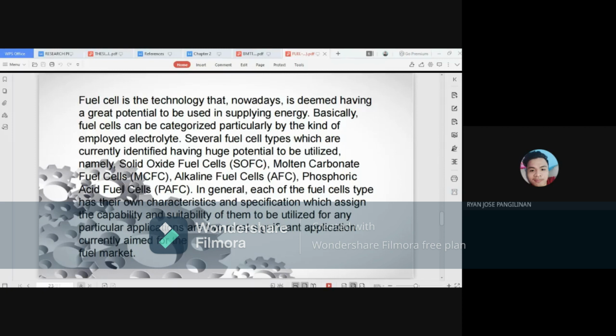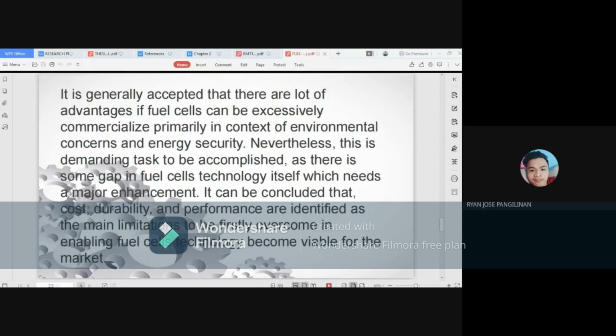So in general, each of the fuel cell types has its own characteristics and specifications which determine the capability and suitability of them to be utilized for any particular application. There are two most significant applications currently aimed at the fuel cell market. It is generally accepted that there are a lot of advantages of fuel cells that can be commercialized, primarily in the context of environmental concerns and energy security.